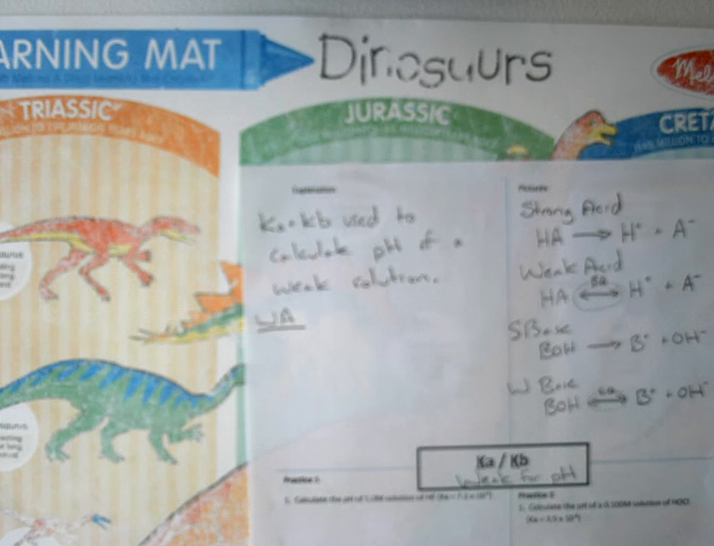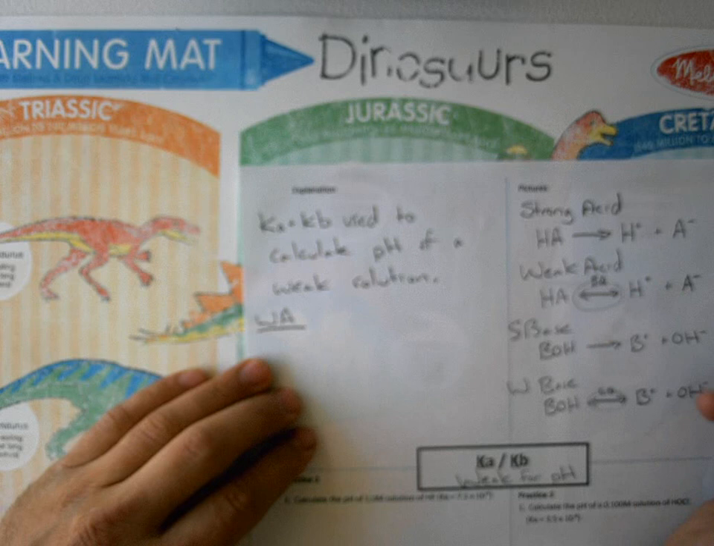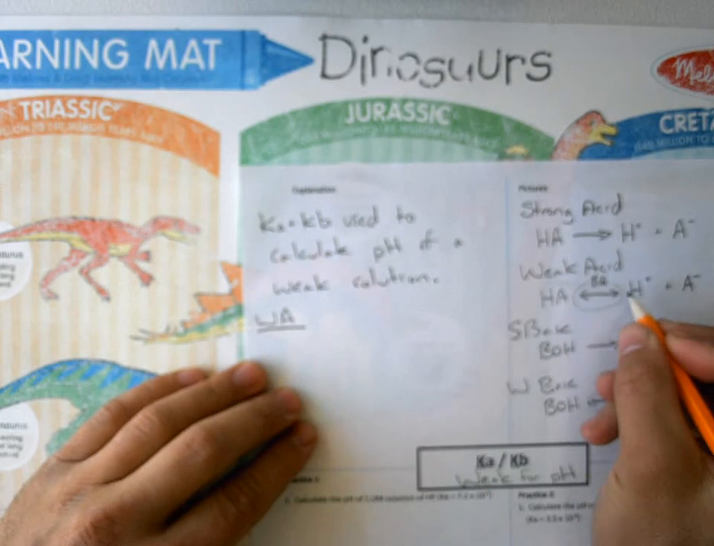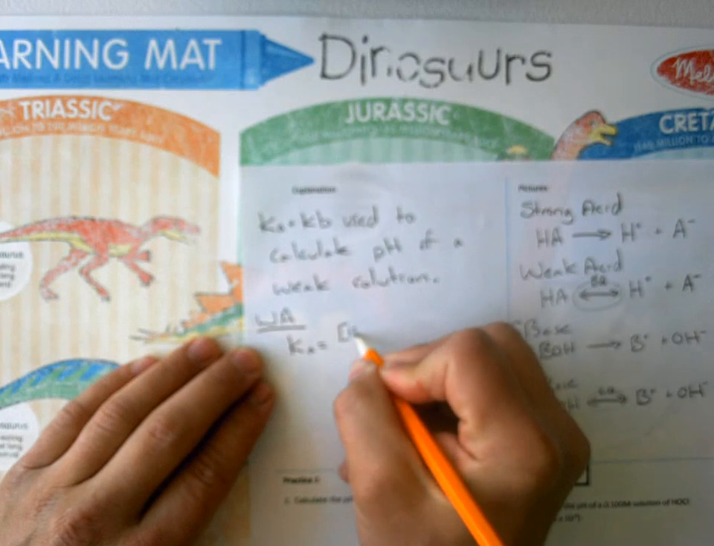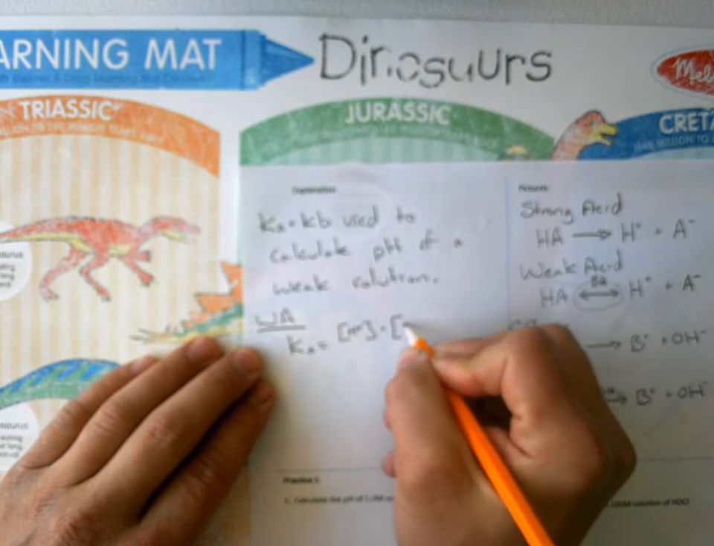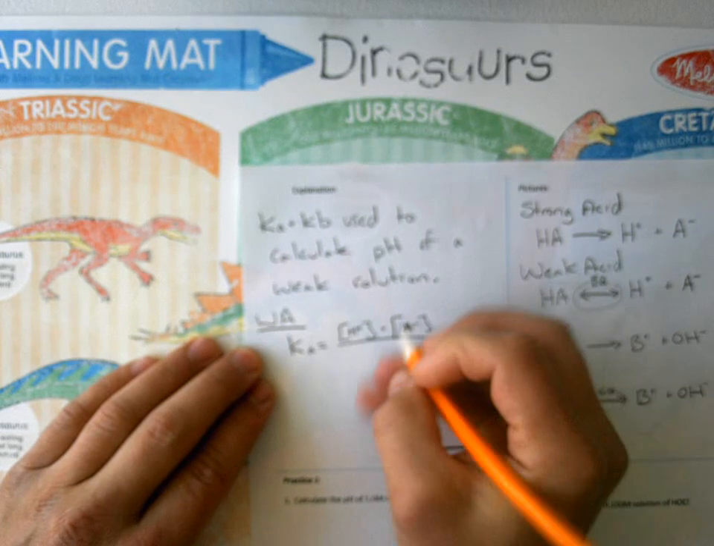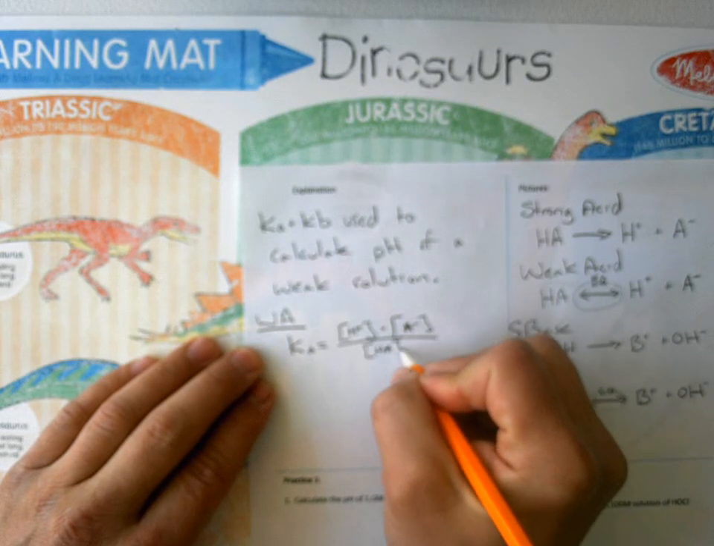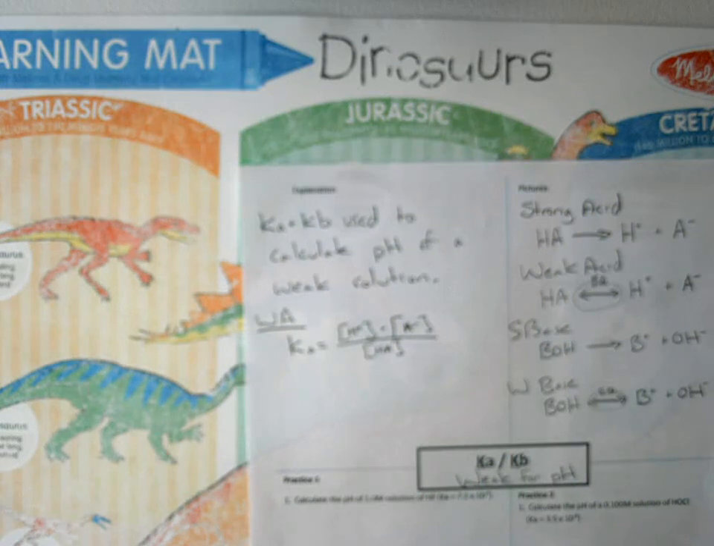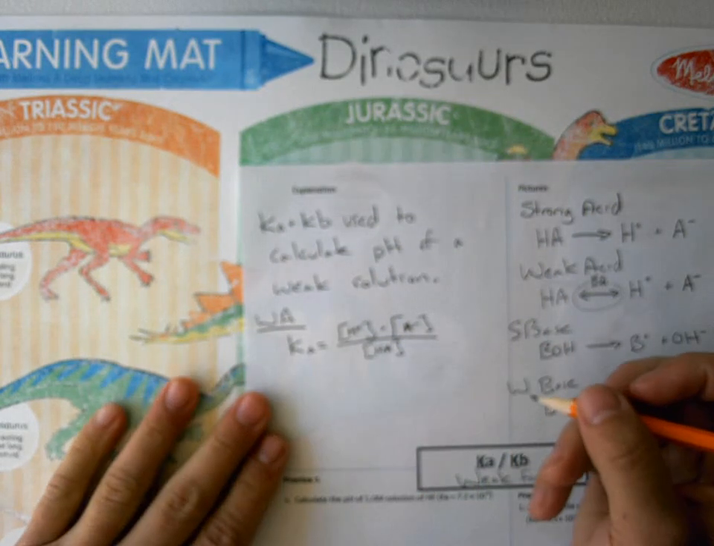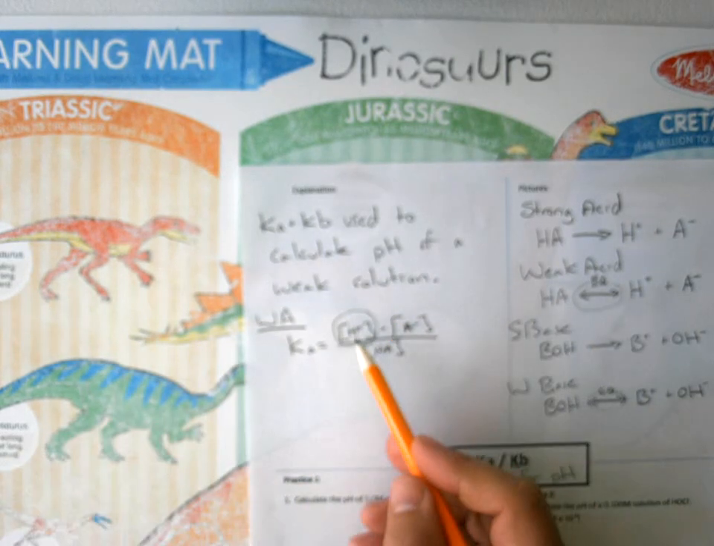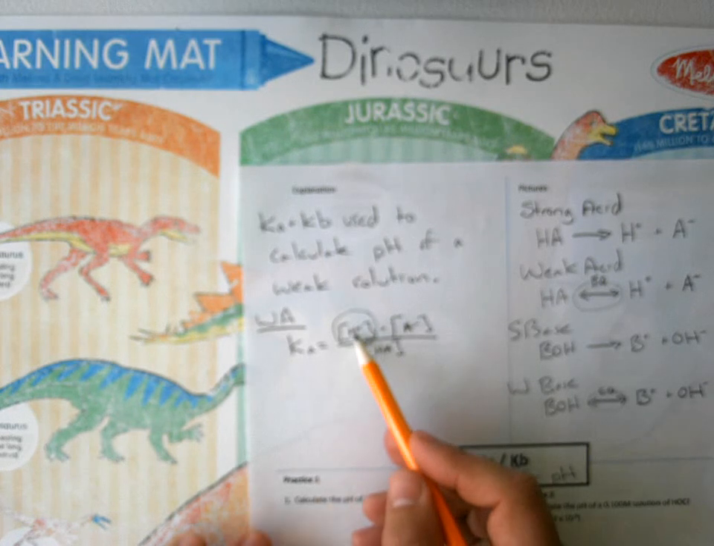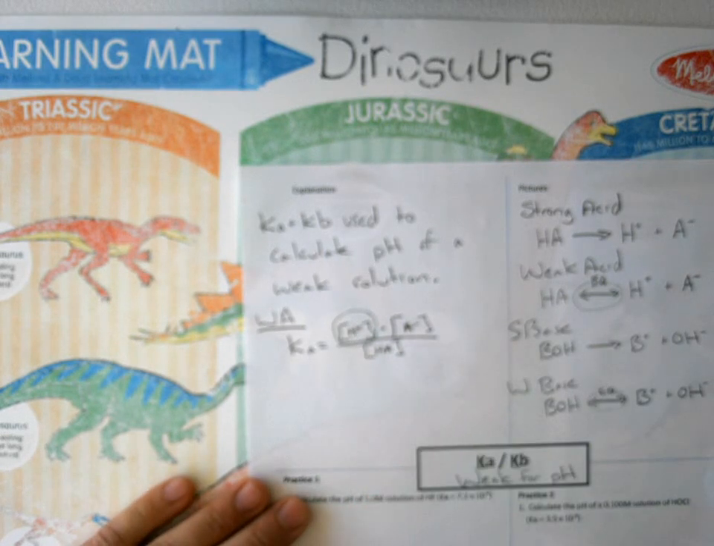Remember, it's just the concentration of the products over the concentration of the reactants. So for a weak acid HA, which equals H plus plus A minus, Ka would equal the concentration of H plus times the concentration of A minus divided by the concentration of HA. Now remember, whenever we're trying to calculate pH, we want to do the negative log of that H plus. So we need to solve for H plus, which could be thought of as an X.